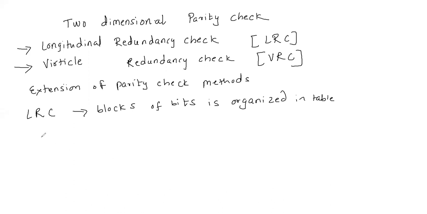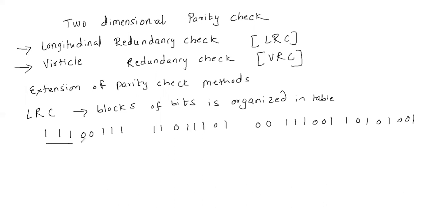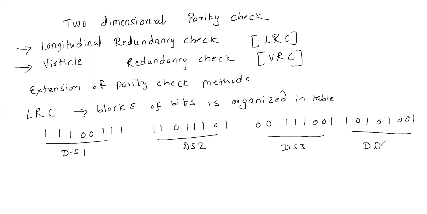So let us assume that I have this data, 11100111. This is my first 8-bit data. Then the second data is 11011101. Make sure I'm writing all the 8 bits. The data stream next will be 00111001, and the last data, let us assume, 10101001. So this is data stream 1, data stream 2, data stream 3, and data stream 4.